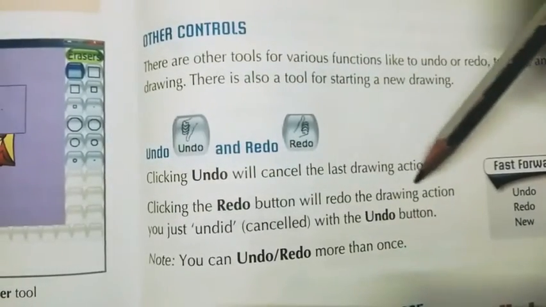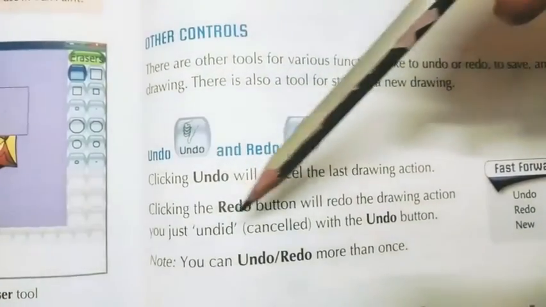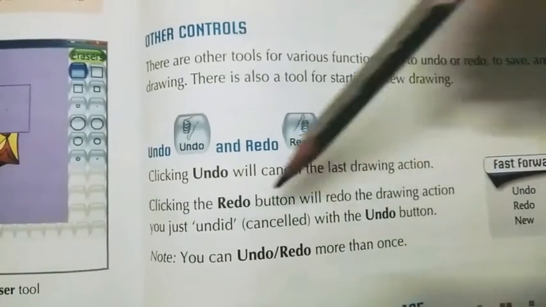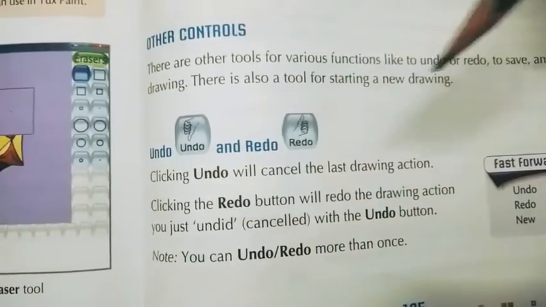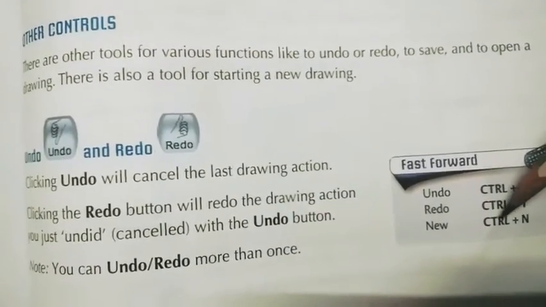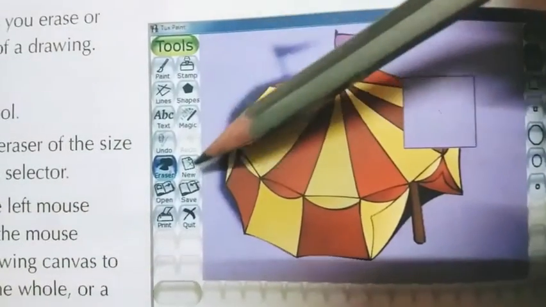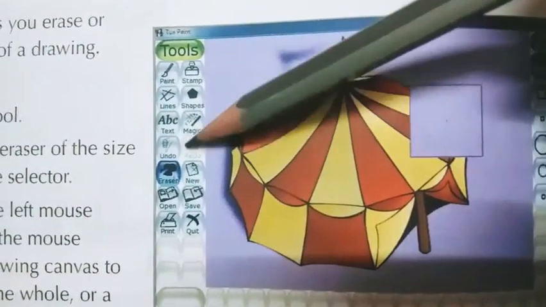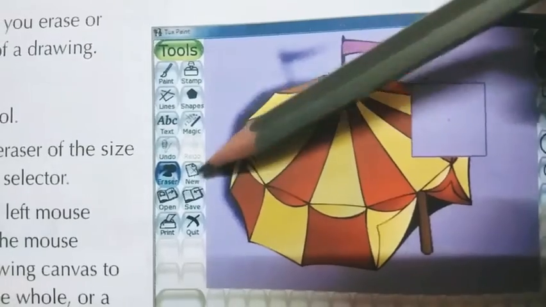Clicking the redo button will redo the drawing action you just undid or cancelled. That means after undo you can do redo also. And this is the shortcut of the redo, undo, and new. Okay, so where you can get this redo, undo, here you can see. This is undo and this is redo and this is new. So go to the next page.